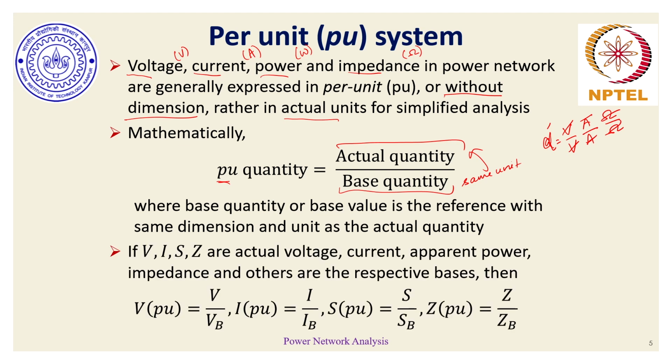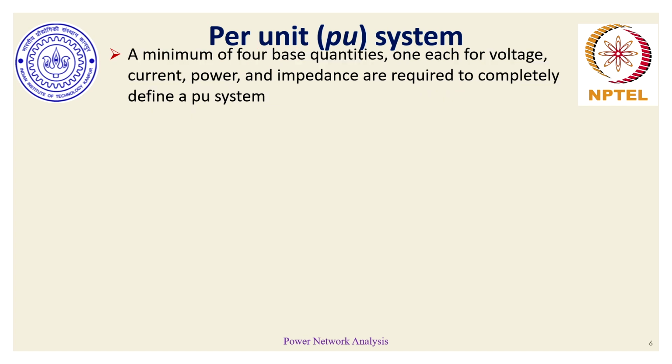And let's say we have V representing voltage, I representing current, S representing power, Z representing impedance, and the corresponding bases are, let's say, VB, where the small b in the subscript indicates the base quantity. So if we know these base quantities VB, IB, SB, and ZB, then each of these individual voltage, current, power, and impedance can be represented in corresponding per unit terms. Now, the question is, a minimum of 4 base quantities, one each for voltage, current, power, and impedance are necessary to define a complete per unit system for a power network.